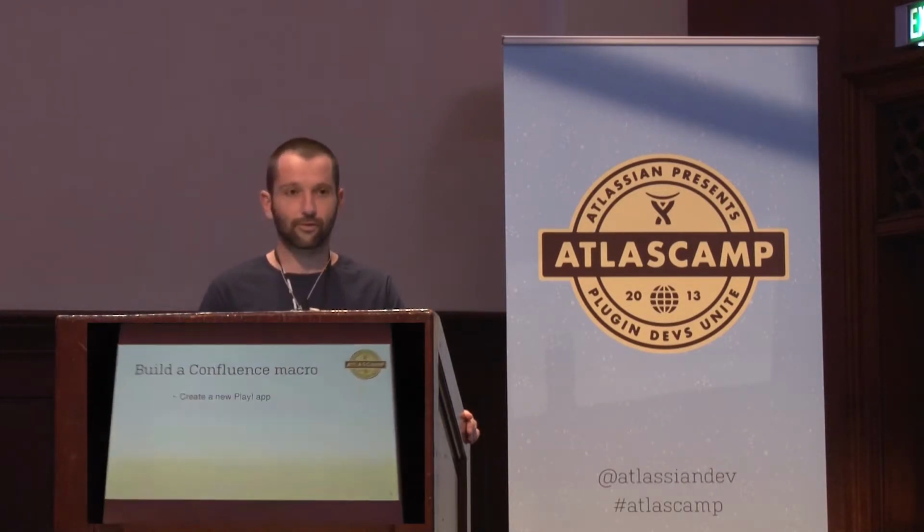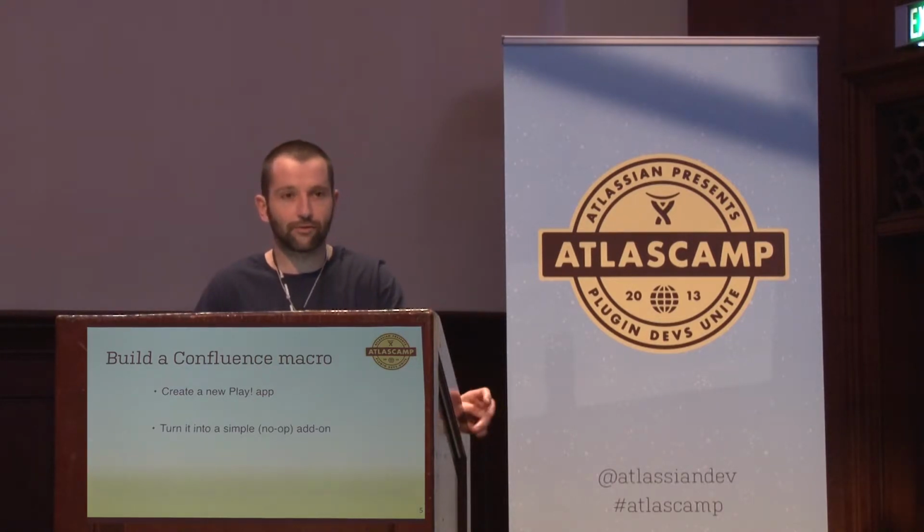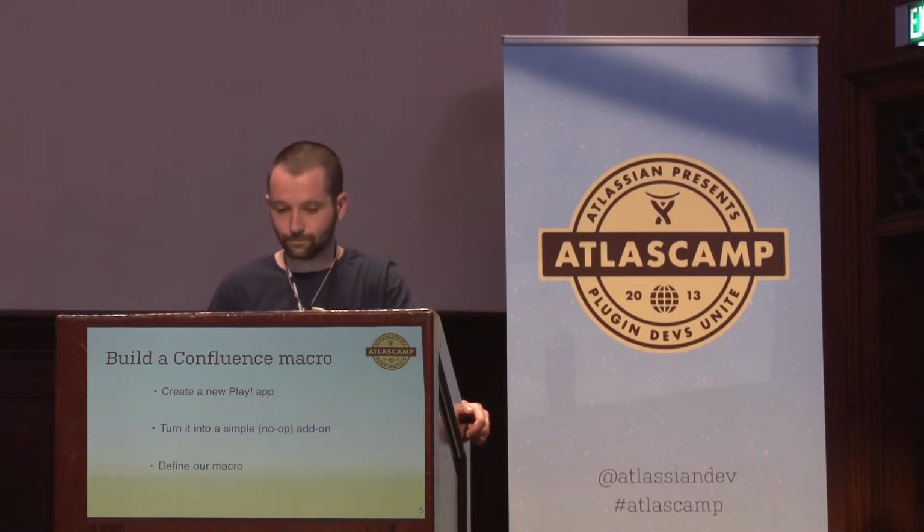So we're going to do that in 3 steps. First, of course, we're going to create a simple Play app. And I'm going to try and show you what a Play app involves and how you can make it do something. We're going to turn that into a very simple add-on that actually doesn't do anything, but it's going to introduce the Play module I wrote to help you write Atlassian Connect add-ons. And we're going to define our macro to actually make our plugin do something.